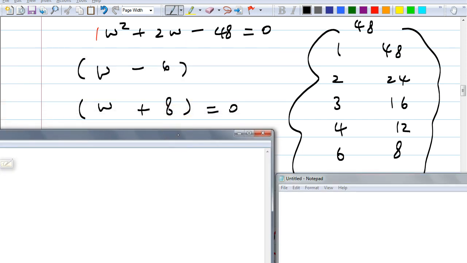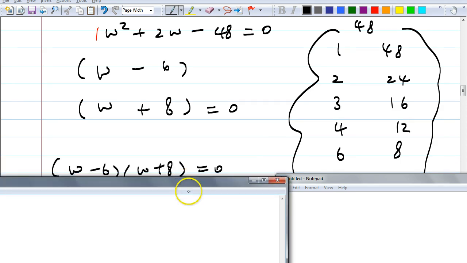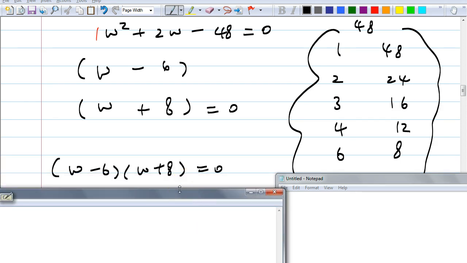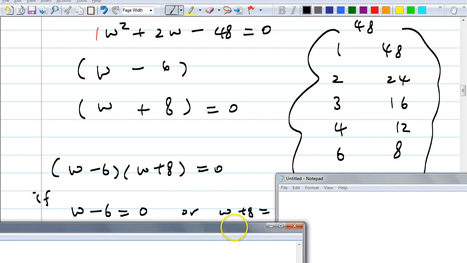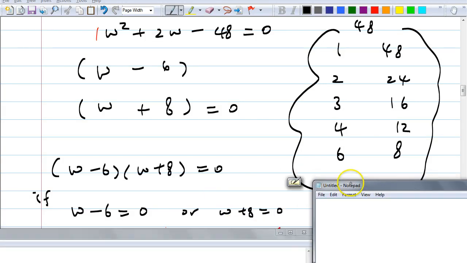So you get W minus 6 times W plus 8, and the whole thing equals 0. Let me write it horizontally. So then this is only true if what? Lindsay, this is only true if W minus 6 equals 0, or W plus 8 equals 0. You got it, right? Isn't that true?